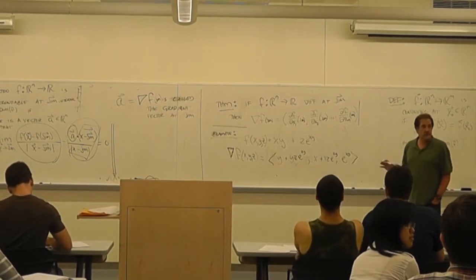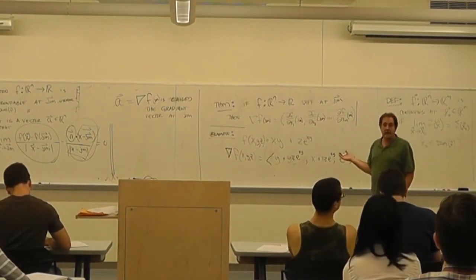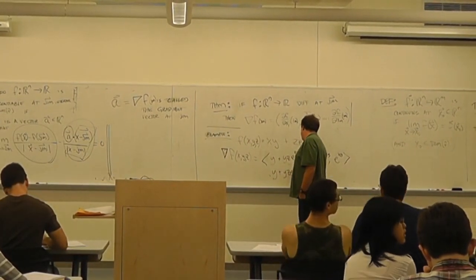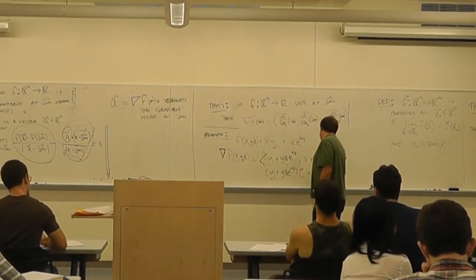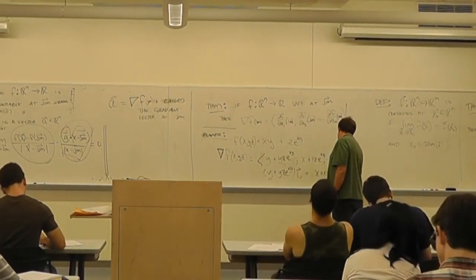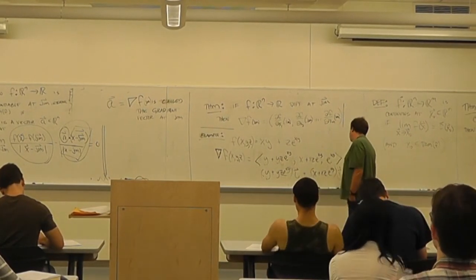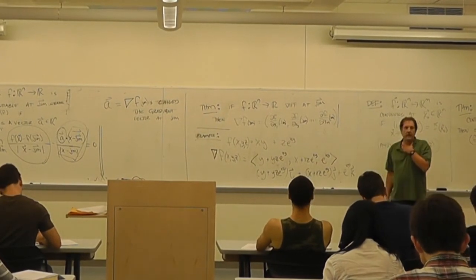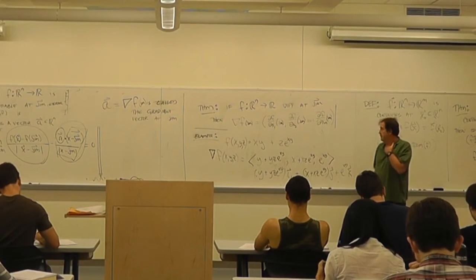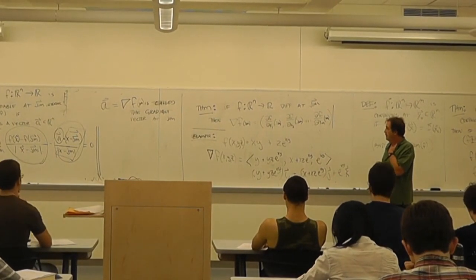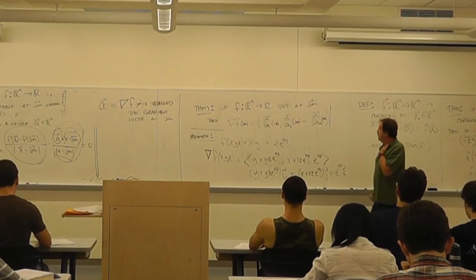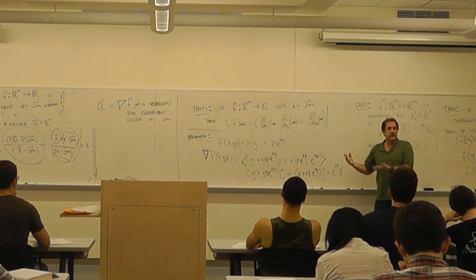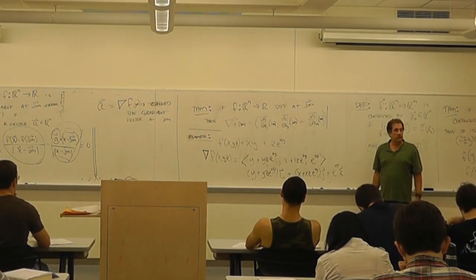Okay, so this vector is very easy to calculate. You might also write it as (y plus yz e to the xy) i plus (x plus xz e to the xy) j plus e to the xy k. Is that an n or an m in the theorem above? This is an n, because I don't have m things, I have n things.